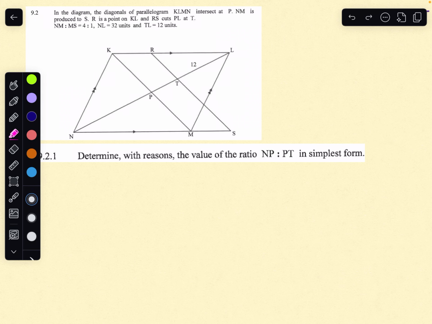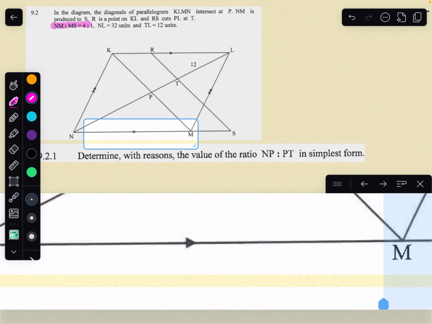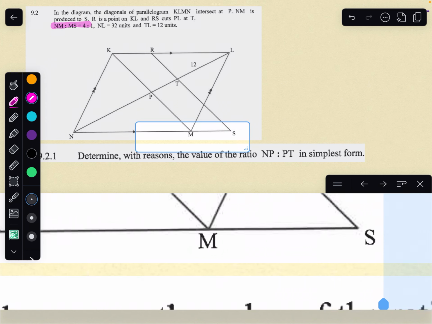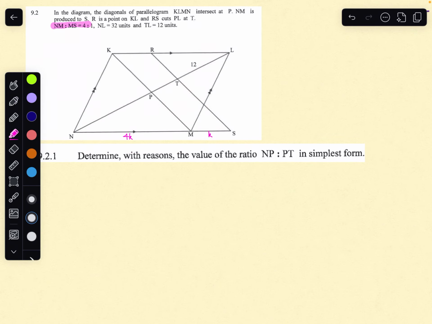Right, so NM to MS is 4:1. So the way that I will write that is, if MS is K units long, then NM is 4K units long. And I'm just going to highlight that in pink so that I can match it with the information that I've written up there. Okay, good.